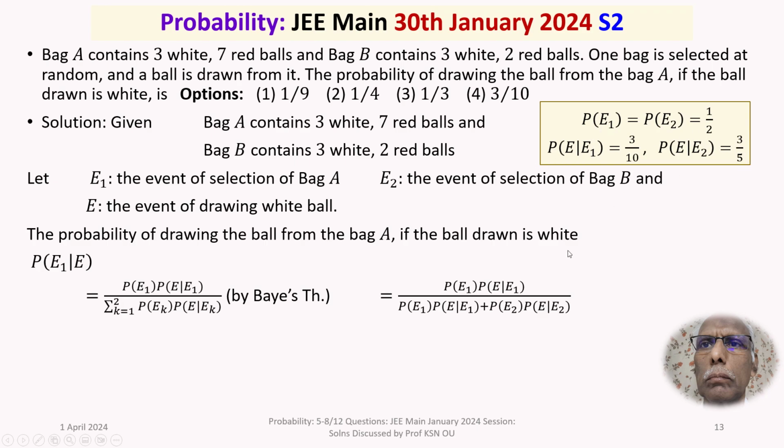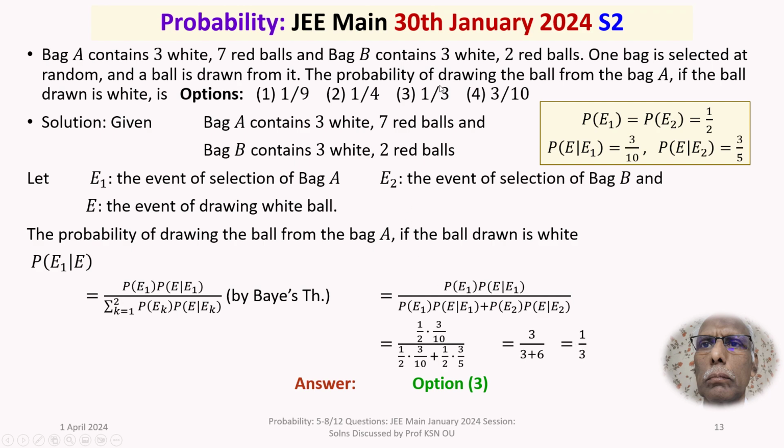Agreed. So now P of E1 is 1 by 2. Here P of E1 is 1 by 2, P of E2 is 1 by 2. So 1 by 2 into P of E given E1 is 3 by 10, divided by 1 by 2 into probability of E given E1 is 3 by 10 plus probability of E2 is 1 by 2 into probability of E given E2 is 3 by 5. Simplify, you will get 3 by 3 plus 6, that is 3 by 9, that is 1 by 3. So the answer to this question is 1 by 3.